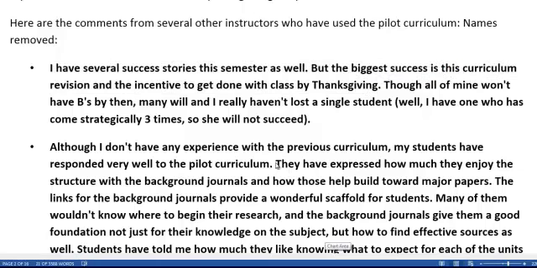The second instructor expressed how much her students enjoyed using the structure with background journals and how those journals and the structure help build towards major papers. And I think you'll see that in a moment. Through using journal invention strategies and the same pattern for all 3 papers of the curriculum, students are able to see how the structure builds on itself. They don't have to reinvent the wheel because they're switching between modes or different invention strategies.